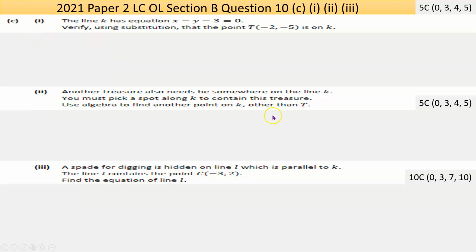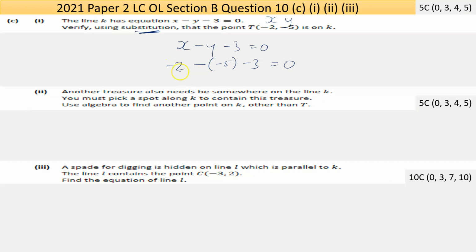Part C, part 1 says the line K has equation x minus y minus 3 is equal to 0. Verify using substitution that the point T, which is minus 2, 5, is on K. Now this is a bog standard question. They're telling you what to do. This is your x value, this is your y value. Substitute them in instead. So the x there is minus 2 minus, now if you do a negative number, you should put it in the brackets. Even though I didn't do the beginning, that can't be affected. Maybe I should have, but whatever, to be consistent.